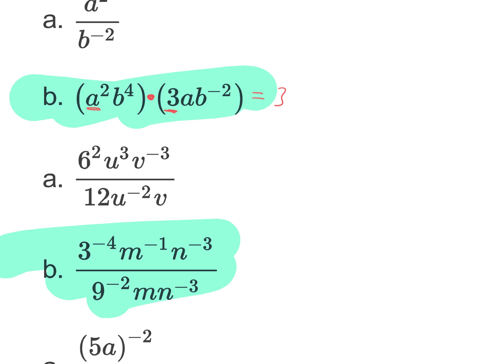I have a squared and a. You don't see an exponent, assume it's a 1. And again, multiplying with the same base, you add your exponents, so it's going to be 3a to the third. B to the 4th times b to the negative 2 is going to get you a b to the positive 2, right? 4 plus negative 2 is 2. All right, simple as that. That's all you have to do to that one.